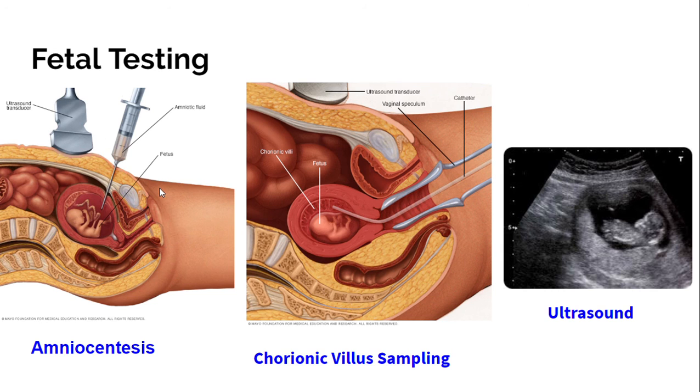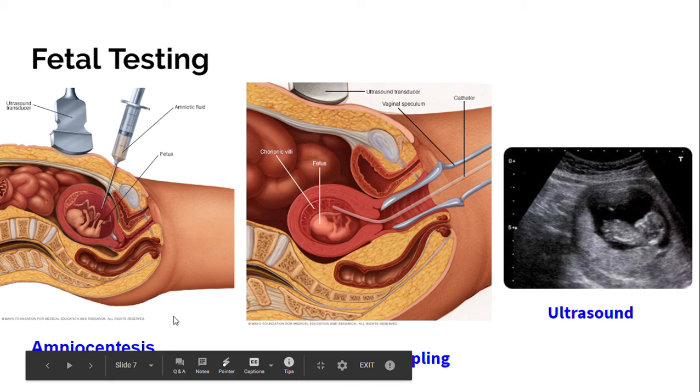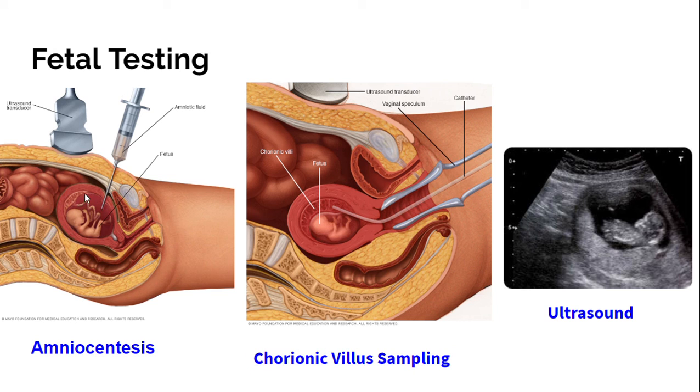One kind of fetal testing is called amniocentesis, and this is basically when a needle is injected into the amniotic fluid, which is a fluid that cushions the fetus in the uterus. Genetic disorders can be found through this method.